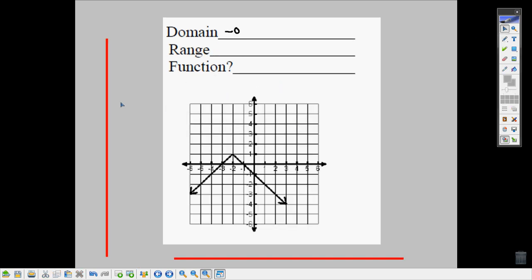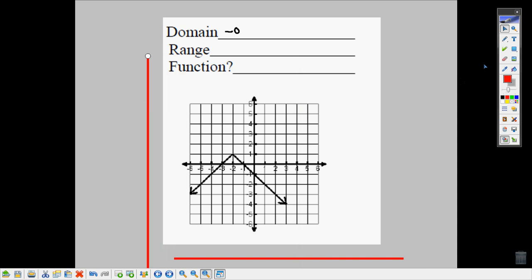So again, we want to do the same thing. Is this a function? I'm going to pass my vertical line across my graph, and as you can see, it does not touch the graph in more than one spot at the same time. So this is absolutely a function. So I'm going to take my line and help me with domain. So I'm going to come from the left.